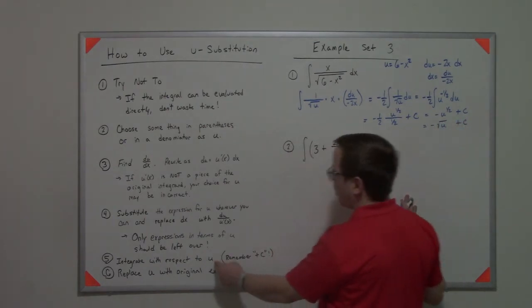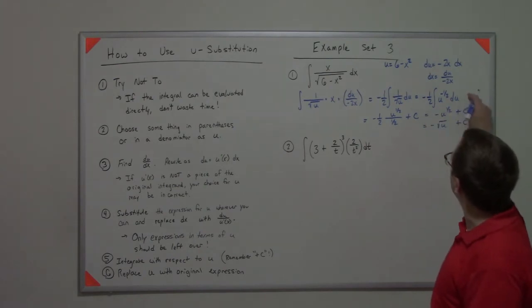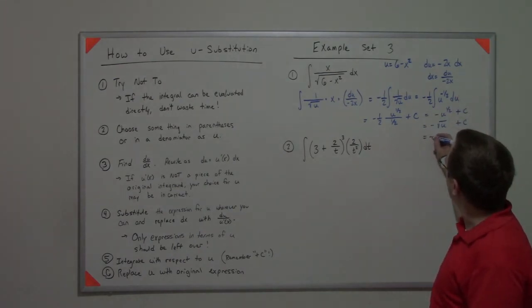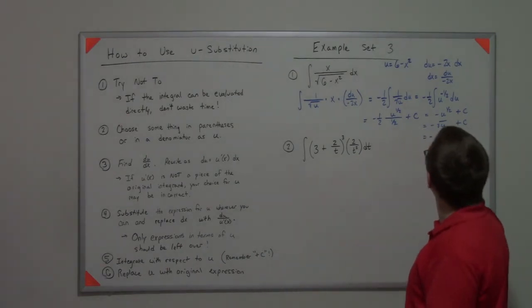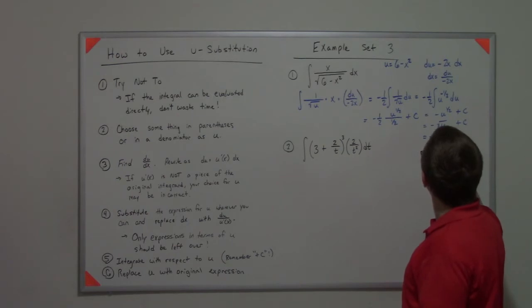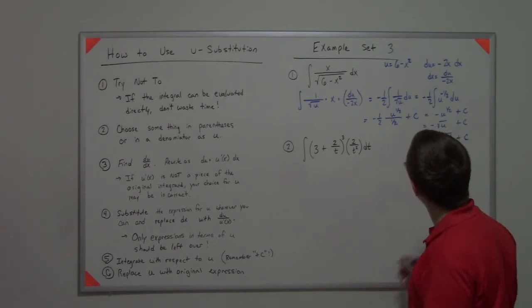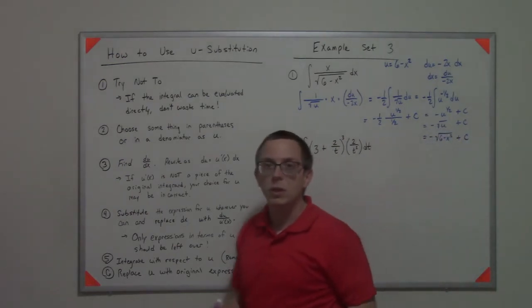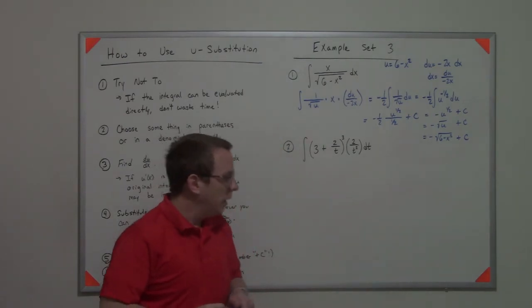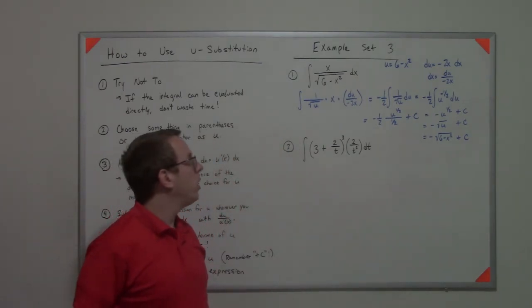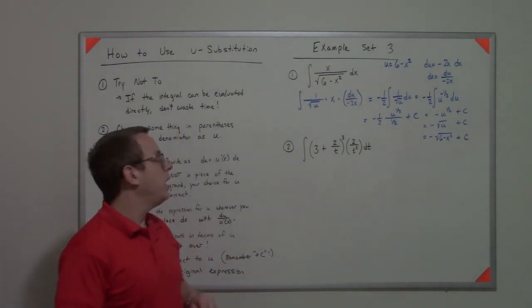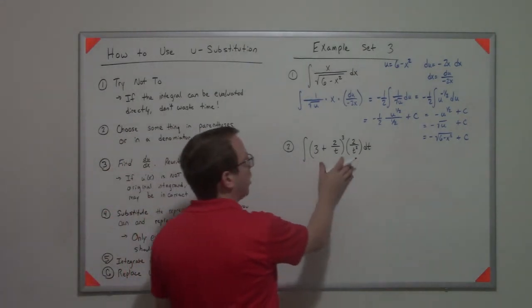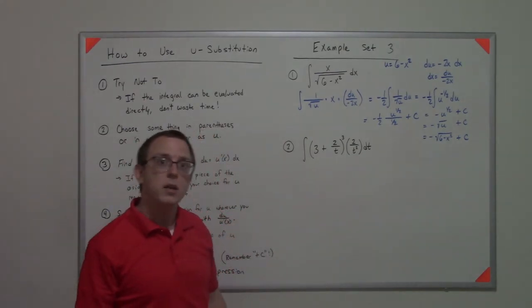So again, we were on step 5. I apologize. Step 5 goes from here to here. And then I finally have to replace u with the original expression, negative square root of 6 minus x squared plus c. So that's how you do it. I may erase this one and show you how to do it the nasty way, but anyway. For this one, directly integrating is technically possible here.